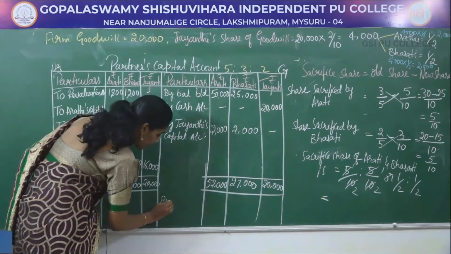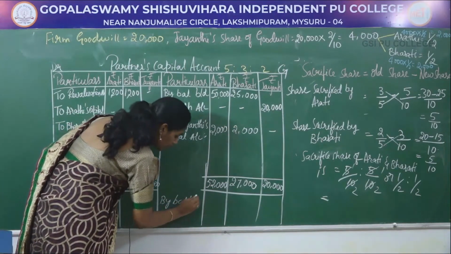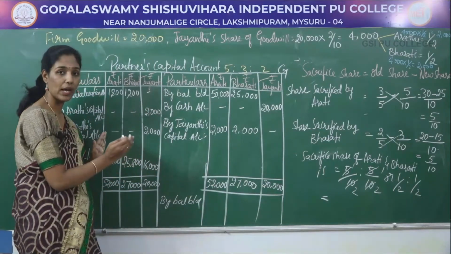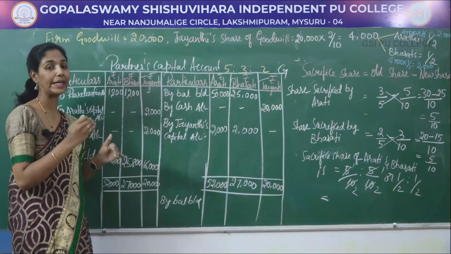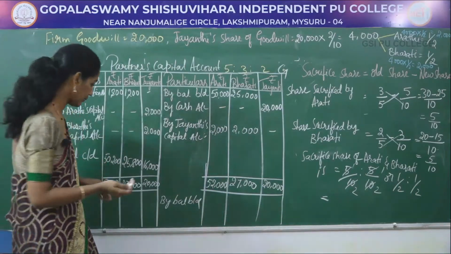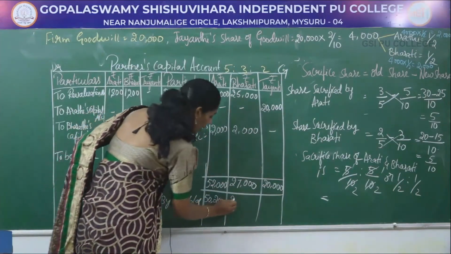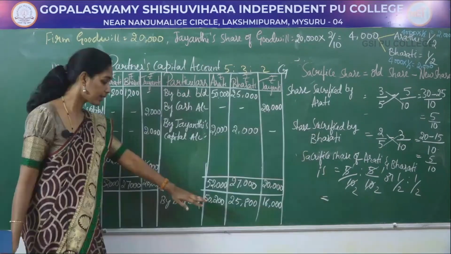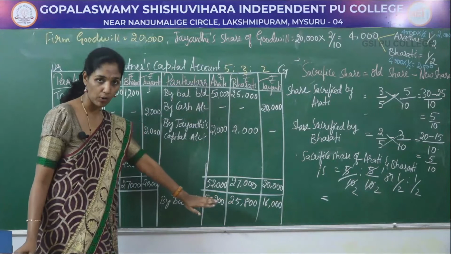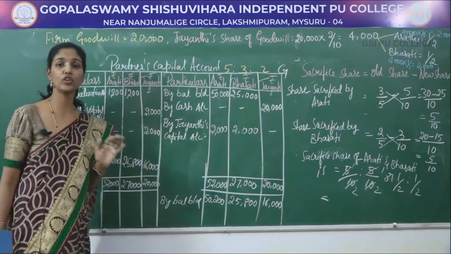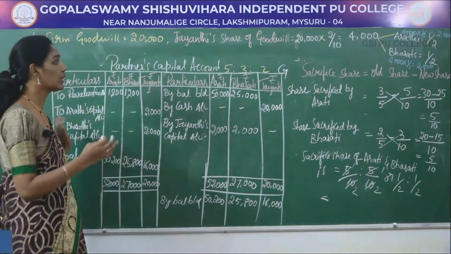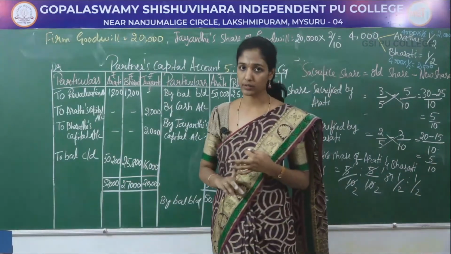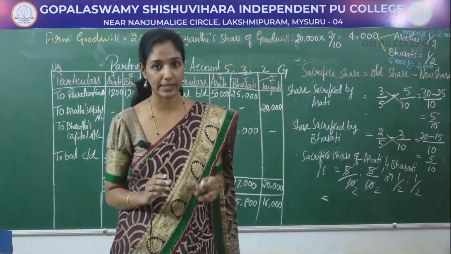The next, by balance brought down, and the remaining balance of capital amount should be recorded in the new balance sheet: 50,200, 25,800 and 16,000. These capital amounts should be recorded on the liability side of the new balance sheet. So this is how we prepare partners capital account and account for the goodwill adjustment as per AS-26.